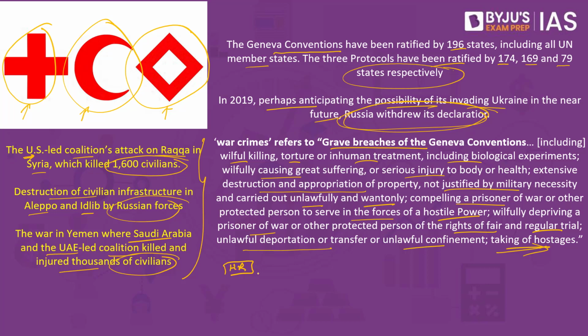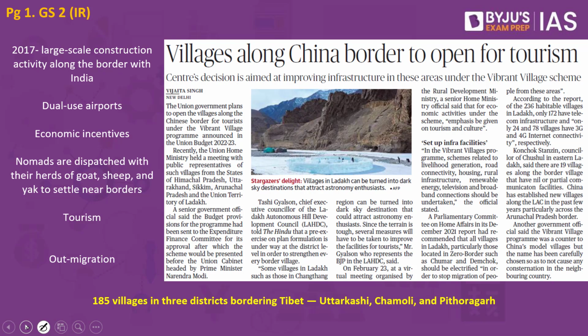Now let's look into the next article. This article says villages along the China border to open for tourism. What is this article? Let's look into the context. The Union government plans to open the villages along the Chinese border for tourists under the Vibrant Village program announced in the Union Budget of 2022-23.